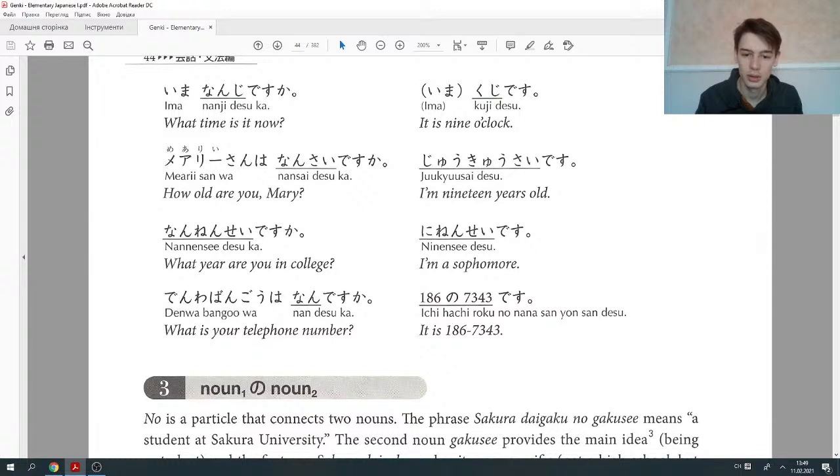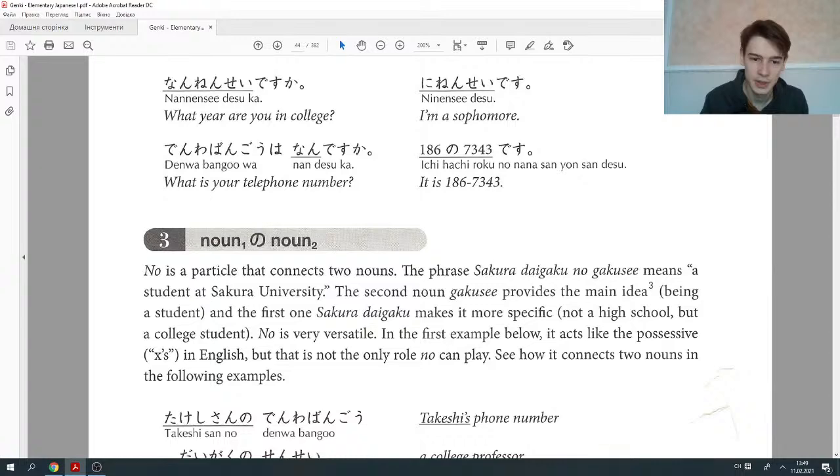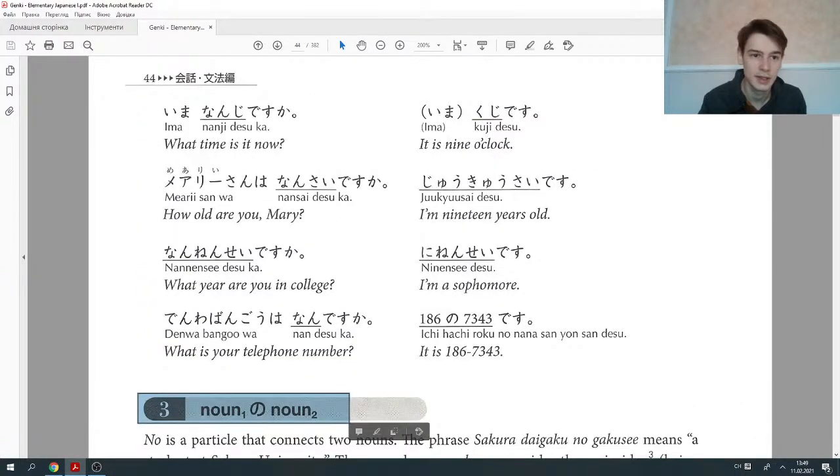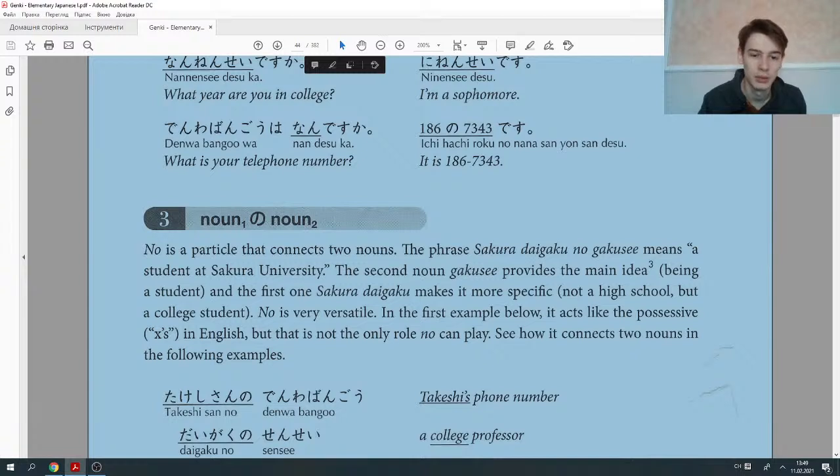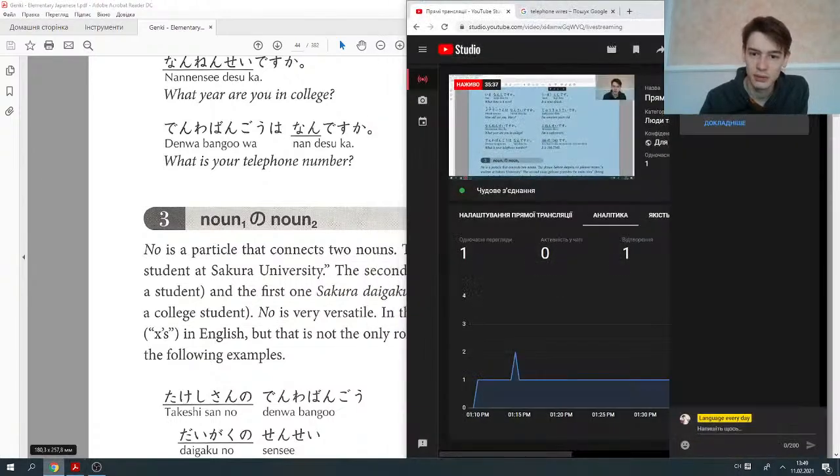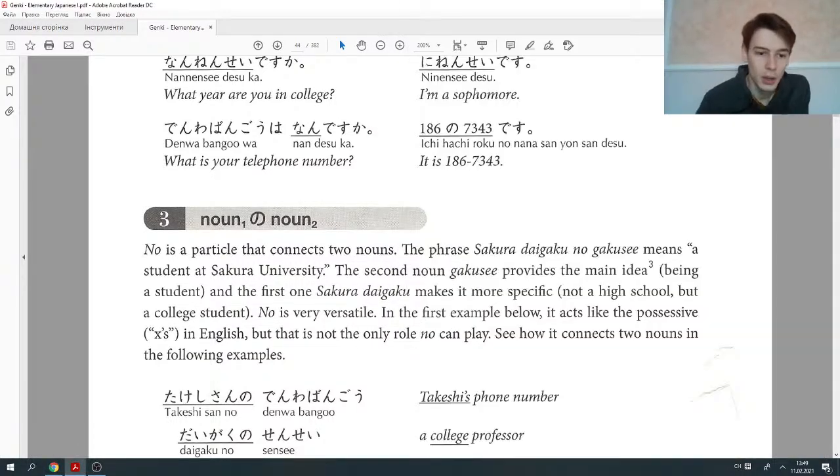Okay, that is it. So then the next grammar point in this lesson, number 1, noun 1 no noun 2. So let's read about that. Just a second, I will check what time it is. Okay, 40 minutes. No is a particle that connects two nouns. The phrase Sakura Daigaku no Gakusei means student at Sakura University. So not that difficult. The second noun Gakusei provides the main idea. Yeah, so we put the main idea, what you want to say, after no, and describe it in the first noun.